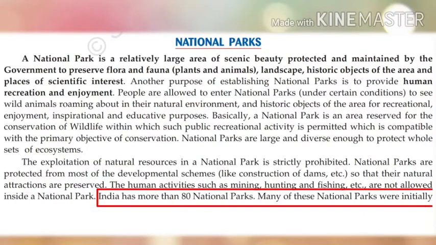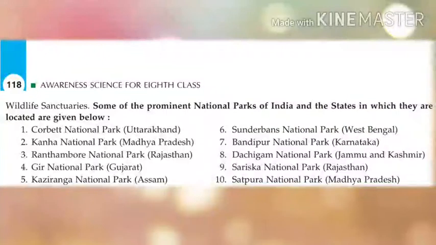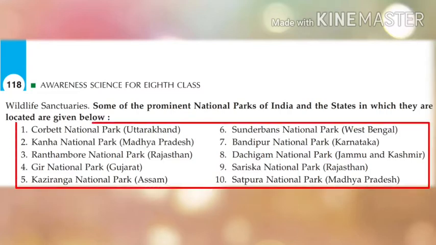Then India has how many national parks? India has more than 80 national parks. Many of these national parks were initially wildlife sanctuaries. Some of the prominent national parks of India and the states in which they are located are given below.